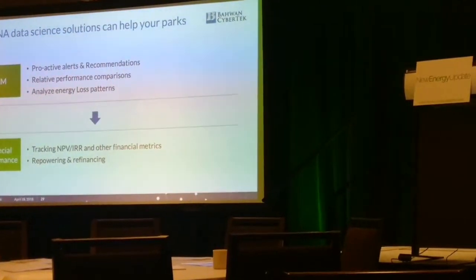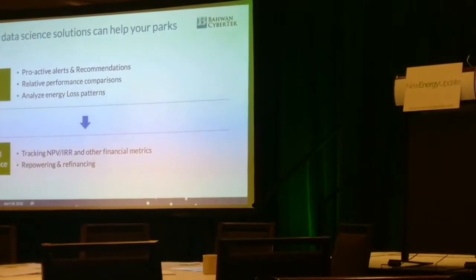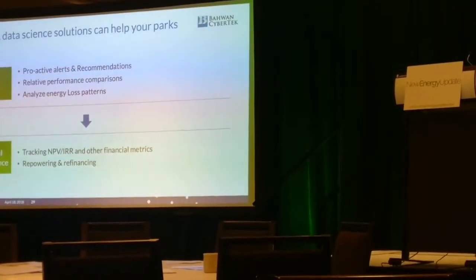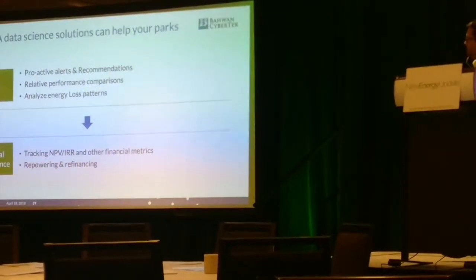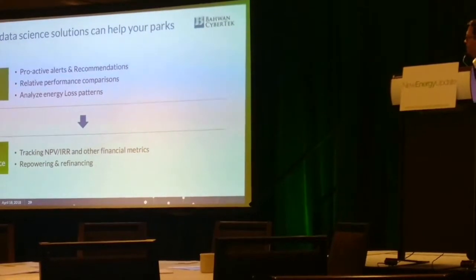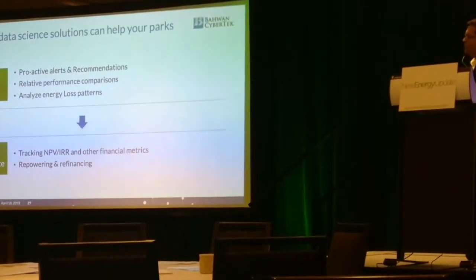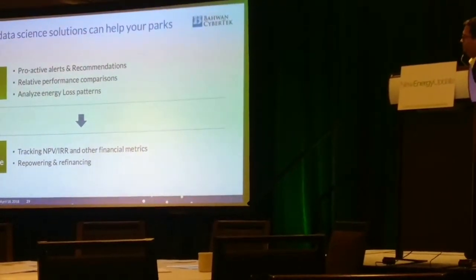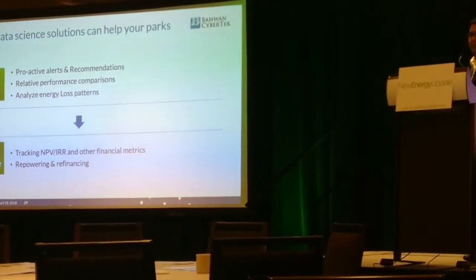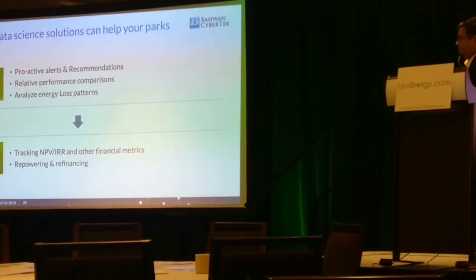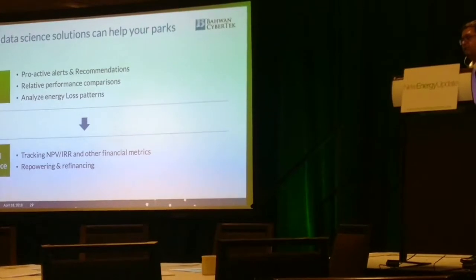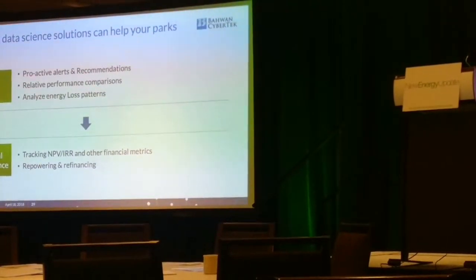So summarizing, what RETINA data science solutions can help with in your parks, from an O&M perspective, is that it can give you proactive alerts and recommendations. It can tell you the relative performance comparisons and give you insights from there. It can also analyze energy loss patterns. And on the financial performance side, it can help you track your NPVs and IRRs. It can help with other financial metrics like debt-equity ratios and debt service coverage ratios, and help you decide whether you have to repower and when, along with any refinancing options.